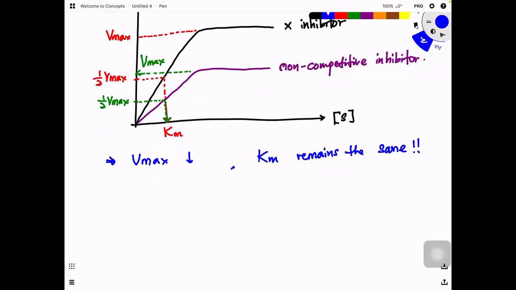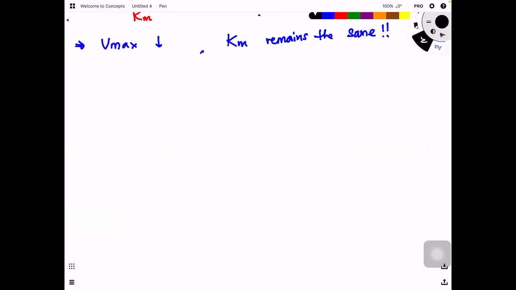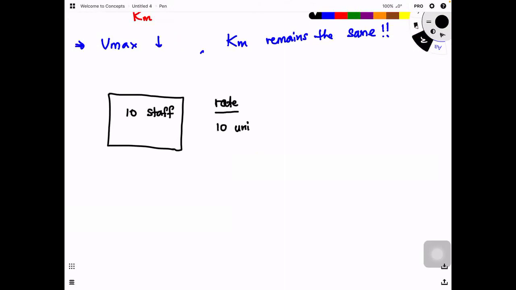Before we proceed to understand the Vmax and Km, let me show you one analogy. This is normally how I always teach my students to think differently, then you will get the idea. Now try to imagine, okay, this is my company. In this company, I have 10 staff. Each staff can complete one work per day. So what is my rate? My rate will be 10 units of work done per day.